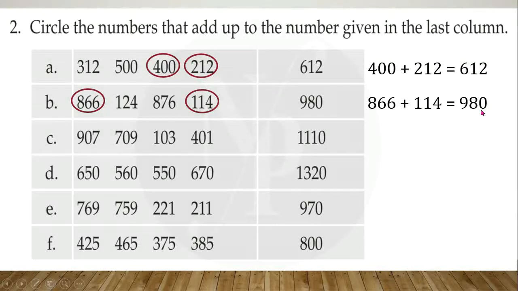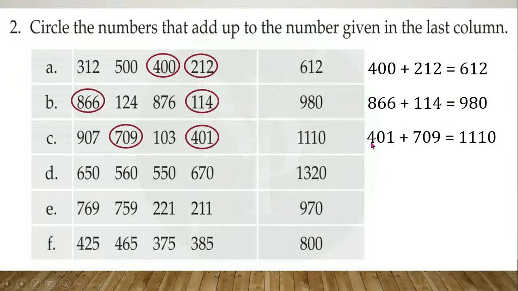And coming to C, if you add 709 and 401, the sum will be equal to 1110. That is 401 plus 709 is equal to 1110. Right? We also know that the order of addition will not change the sum we get.